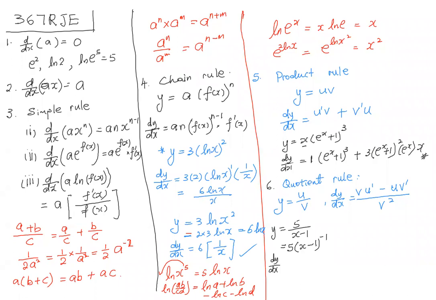Okay, Junjae, how to apply quotient rule? Tell me. 5 and then times -1. And then times x minus 1, power of -2. That's all? Yep.